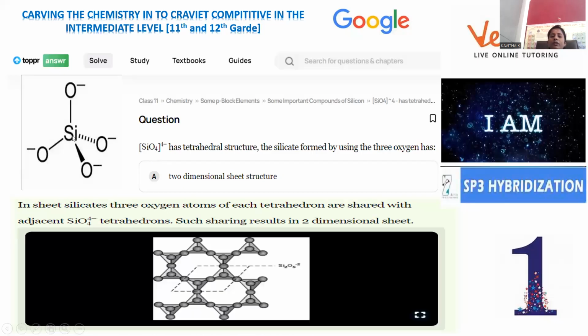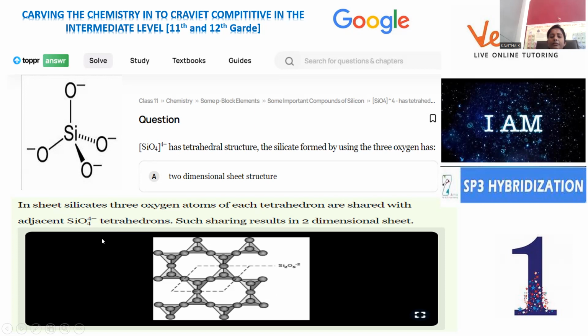Move on to another molecule, SiO4 4-. You can see it here. It is a kind of silicate, and it is a sheet silicate. Why are we saying sheet silicate? Because they appear like sheets.